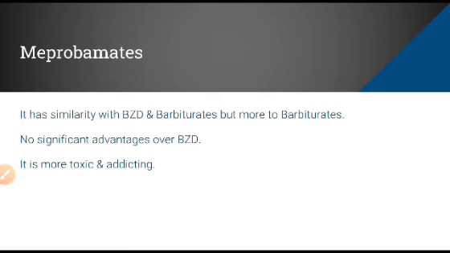Now I would like to mention here one more very important drug. This drug again will be discussed in the next chapter, antidepressants, so there I will not give much detail about it. Meprobamate has a similarity with the benzodiazepines and barbiturates, but more similarities are found with the barbiturates. No significant advantage over benzodiazepines has been found, while we found that it is more toxic and more addicting.